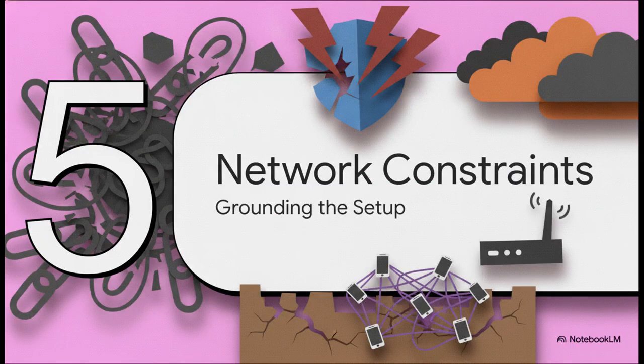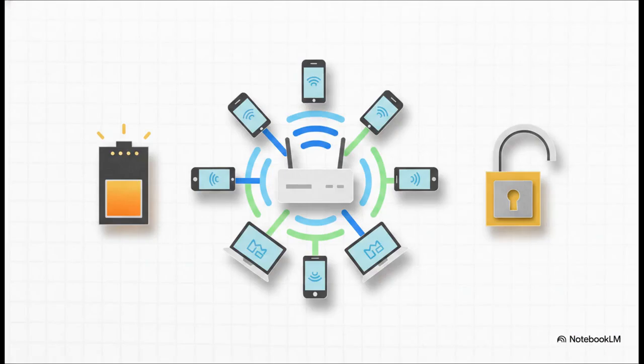Finally, Section 5. Crucial network constraints. We need to ground this architecture in reality. As amazing as this system sounds on paper, before you go and deploy it, we have to talk about real-world networking hurdles. These will absolutely break your setup if you ignore them.